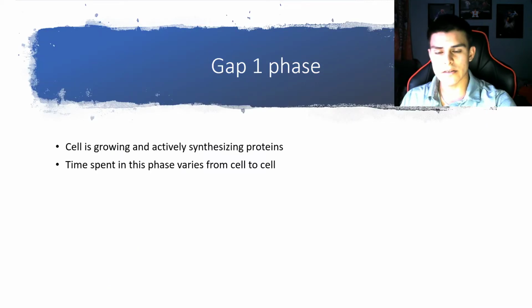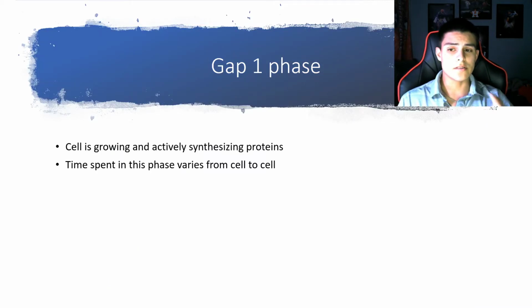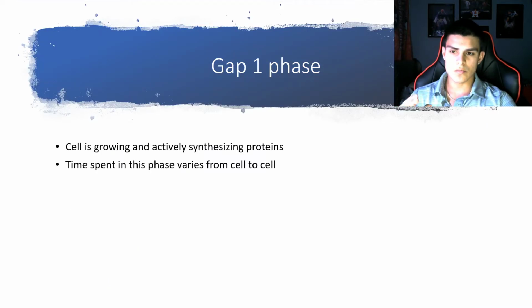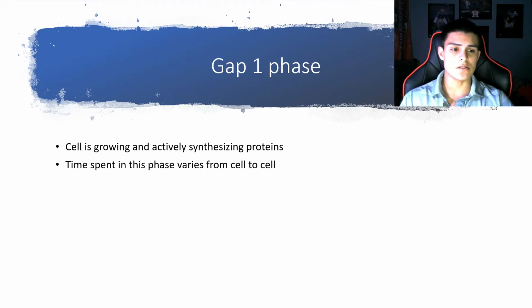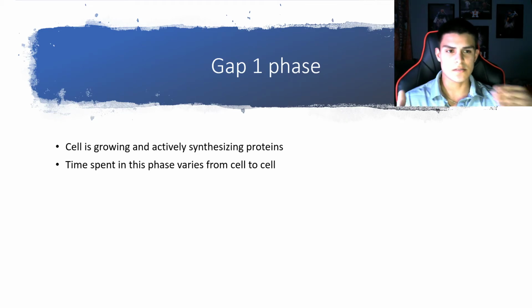Oh, actually, let's go back to that. This cell, however, is not permanent, and the cell will always continue to the S phase unless that cell is no longer reproducing, I guess, like no longer capable of mitosis. Then it'll stay in a gap 0 phase, which is basically this phase. It just never gets out of it.